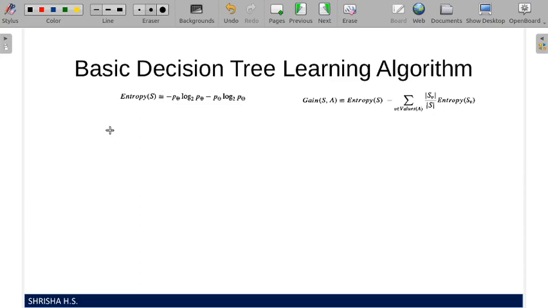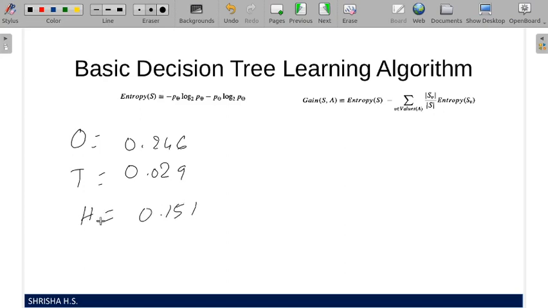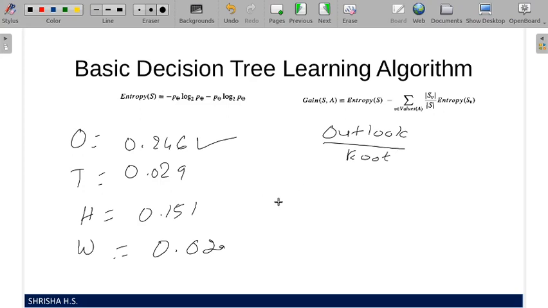Now, what did we do? For outlook we had 0.246. For temperature we have 0.029. For humidity we have 0.151, and for wind we have 0.029. Now see which has the highest information gain. Outlook has the highest information gain. So we will have outlook as the root of the tree.